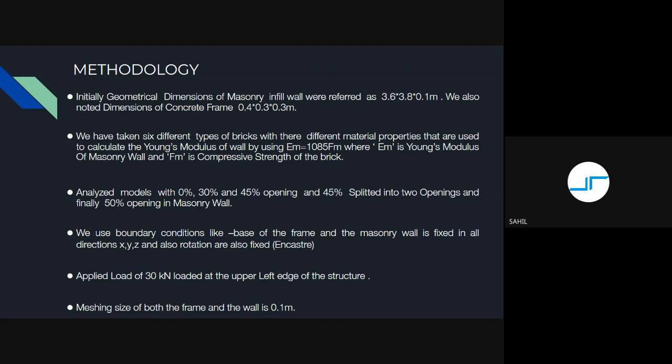We are analyzing 5 different wall opening models, which are 0% opening, 30% opening, 45% opening, 45% split opening, and 50% opening. The 30% opening is because, according to SP 1992, that is the maximum opening in an internal wall of a residential building, and 45% because it is the maximum opening that can be done in an external wall of a residential building. As I just said, we are using the encastre boundary condition, and the applied loads start from 30 kilonewton at the upper edge of the structure. The mesh size for both the frame and the wall is 0.1 meter.